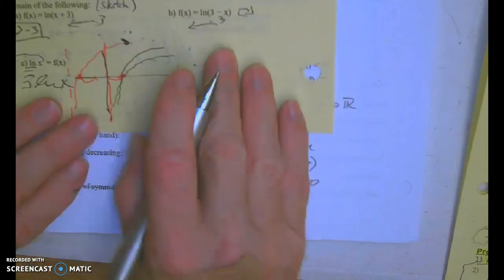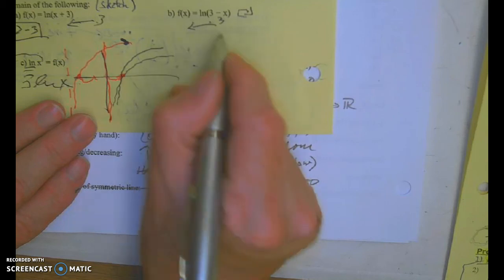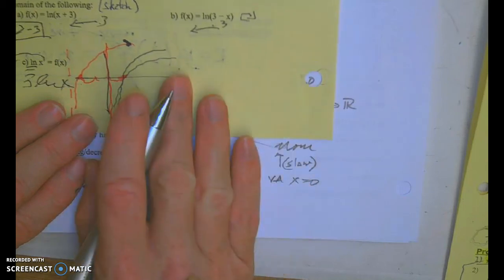You use the same process here. I would recommend on this one that you graph it, and when you do, you'll find out what the domain is. I'm going to leave that one for you to figure out.